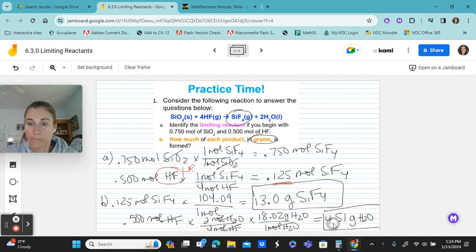So in theory, this is how much product I should produce if I was given this much of each reactant. Now, you could figure out how much excess you have of the silicon dioxide. We're not doing that right now, but sometimes you can actually see it, like unreacted material sitting on the bottom of a container. That's going to be your excess reactant. So your HF is your limiting reactant, and by default, the one in excess would be silicon dioxide.